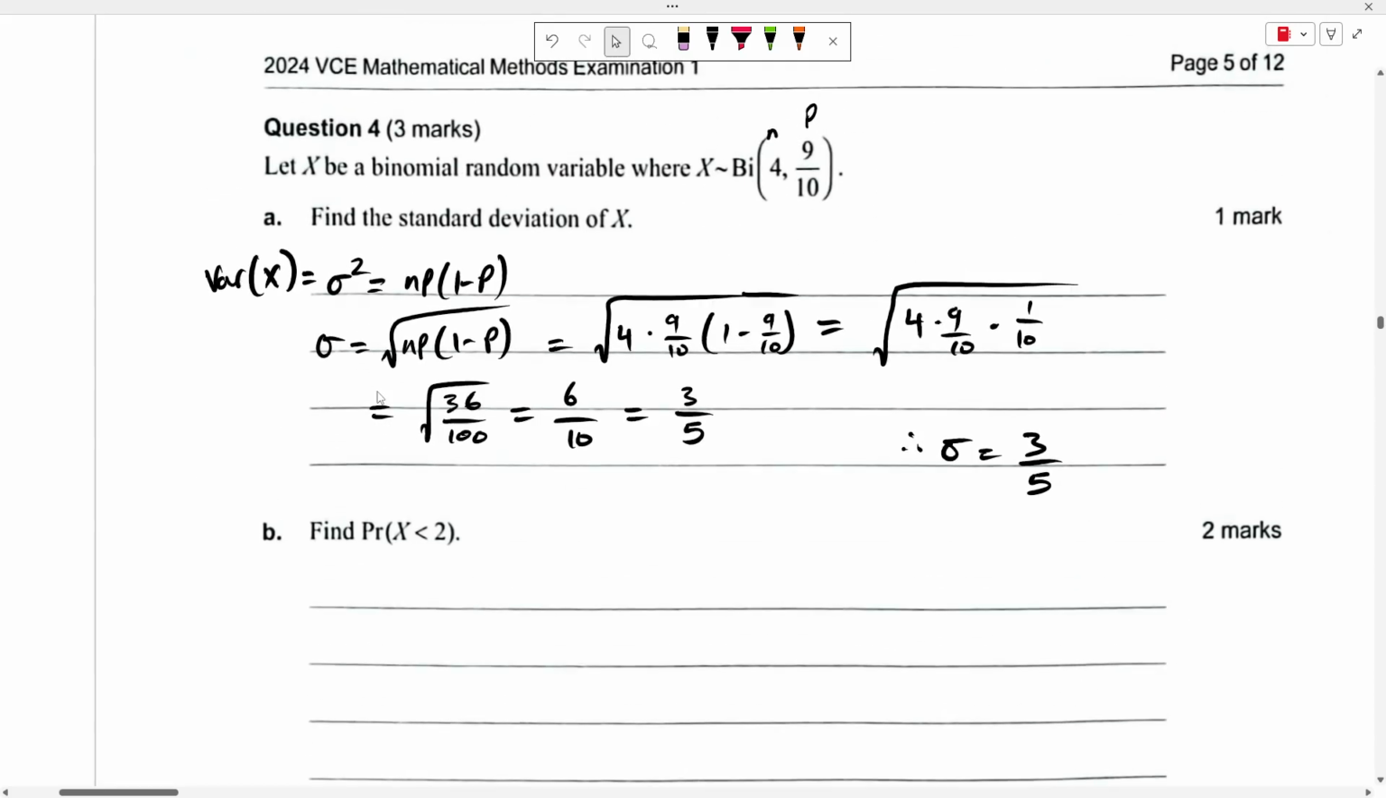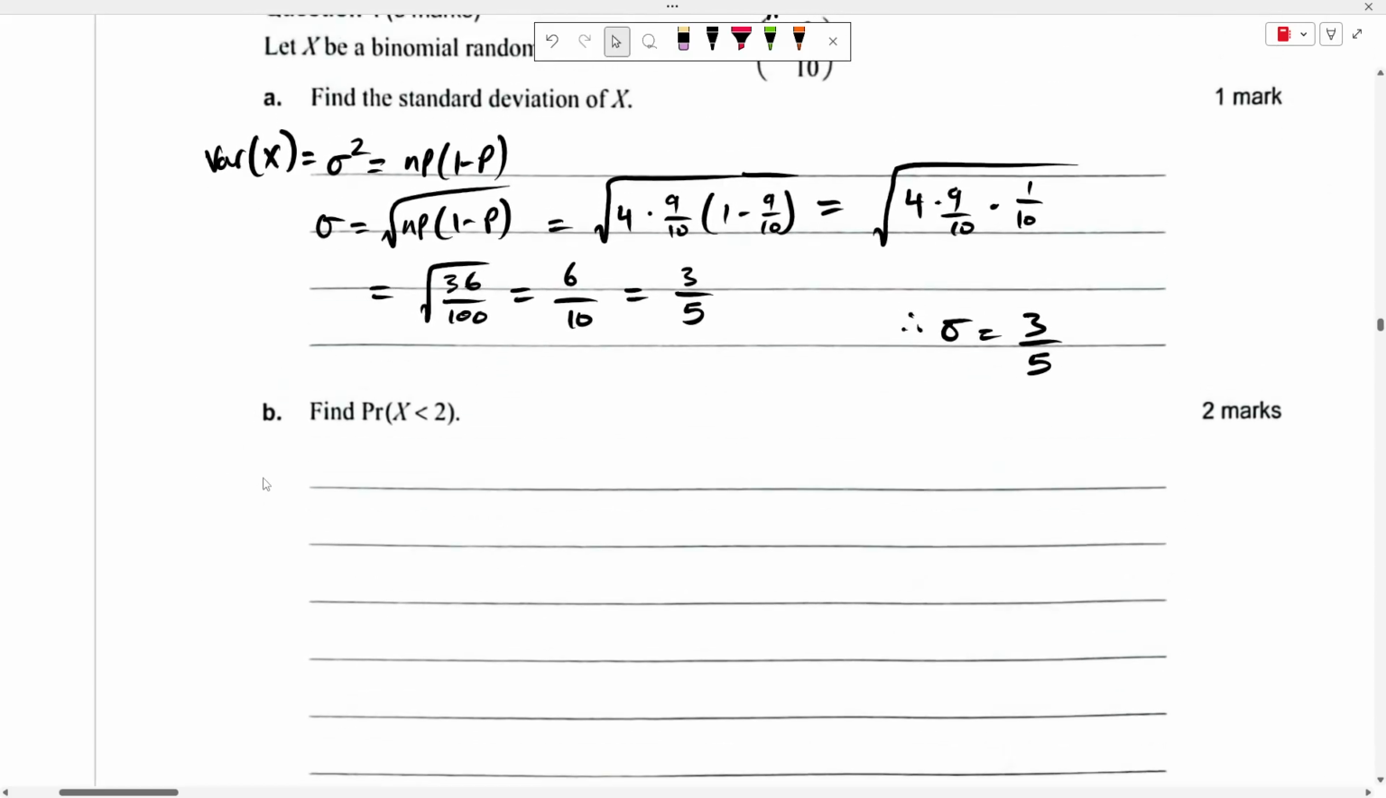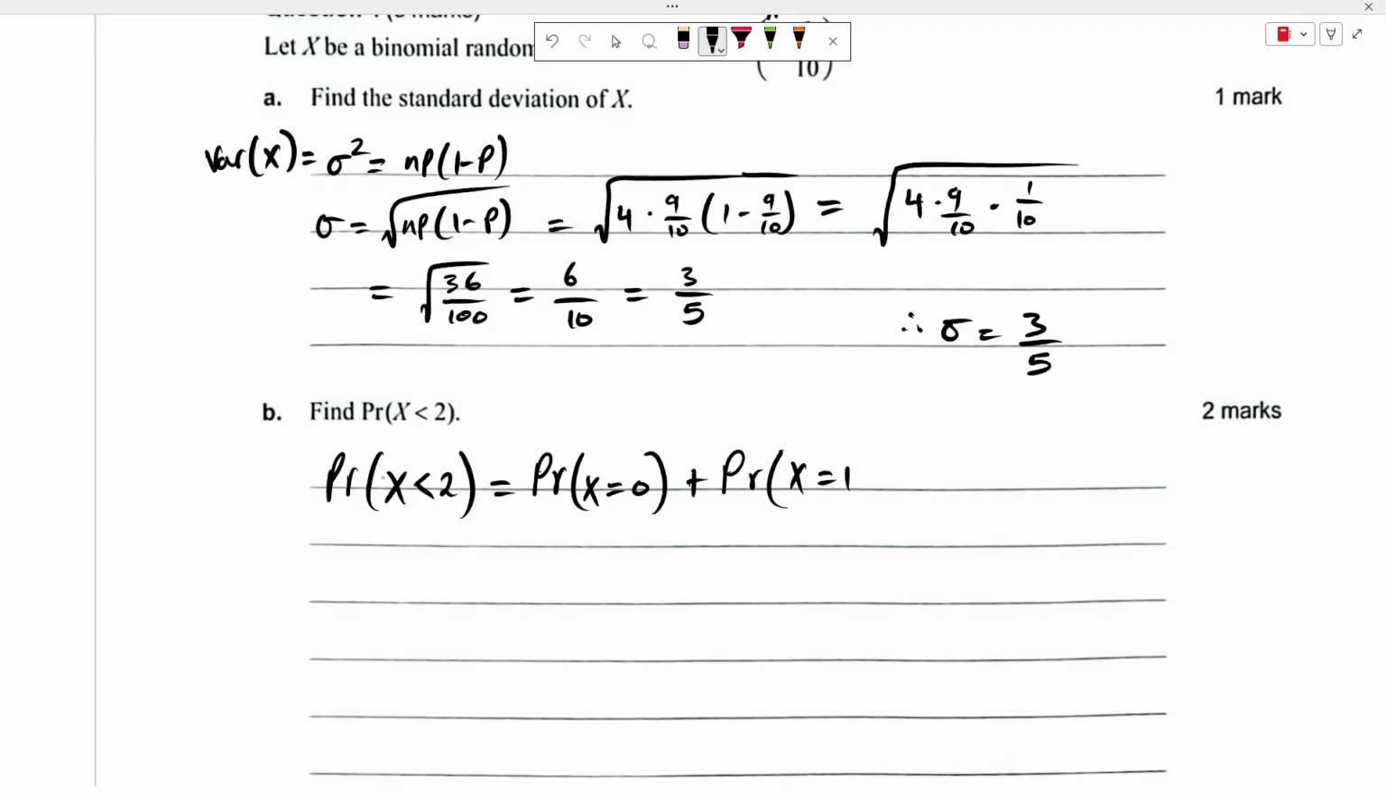Okay, find the probability that x is less than 2. So probability that x is less than 2. Right? Well, if x is less than 2, then we can have x is equal to 1 or x is equal to 0. So probability that x is less than 2 is the probability that x is equal to 0 plus the probability that x is equal to 1.